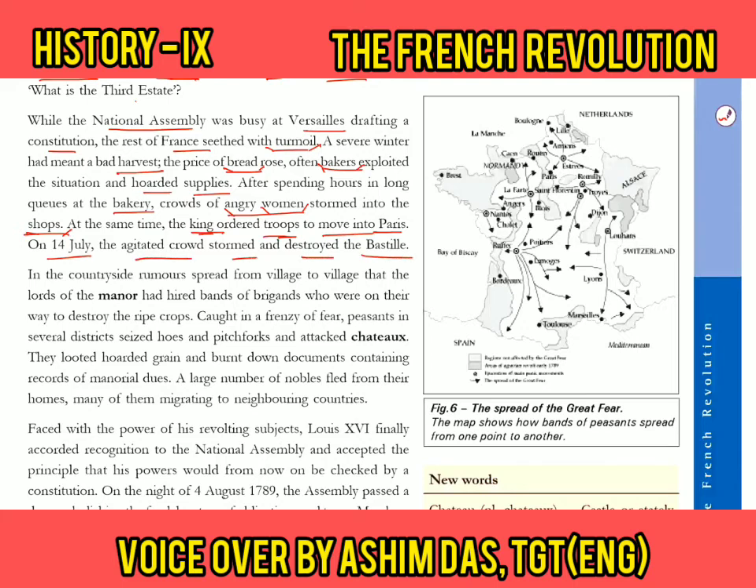On 14 July 1789, the agitated crowd stormed and destroyed the Bastille.